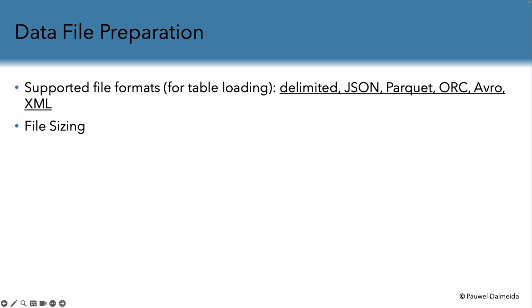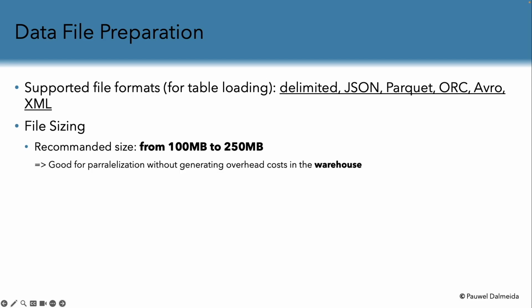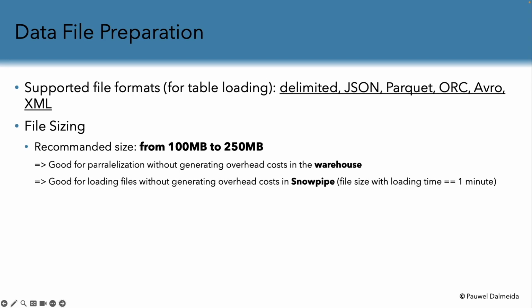Next, concerning the file sizing. The recommended size for the files is from 100 megabytes to 250 megabytes. It is the recommended size because it is the perfect size for parallelization without generating overhead costs in the warehouse. Overhead costs in the warehouse can be generated when, for example, you have too many files that cannot be processed in parallel. It is the recommended size because it is also good for loading files without generating overhead costs in Snowpipe. So the perfect file size is a file size that has a loading time equal to 1 minute.